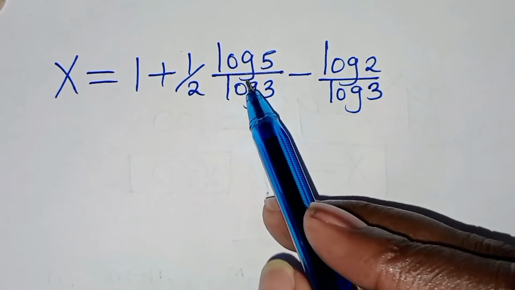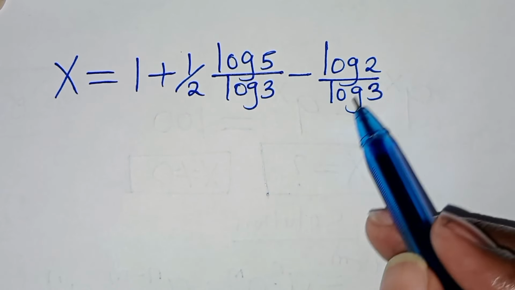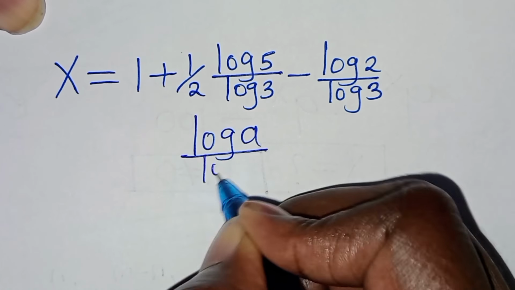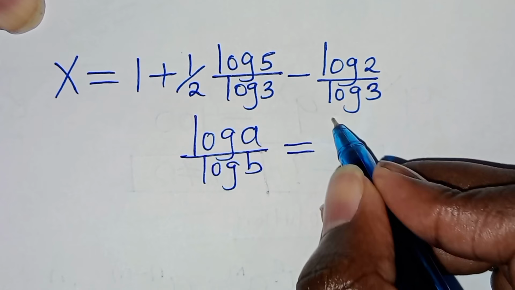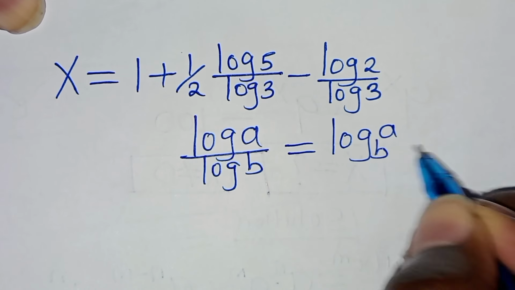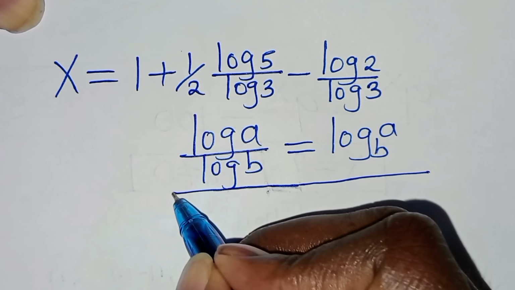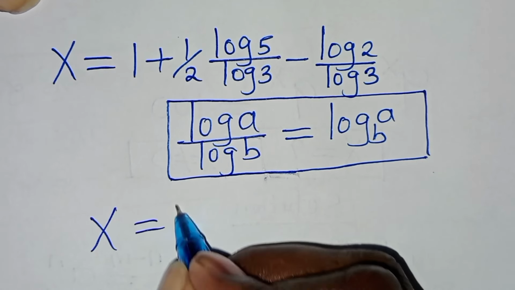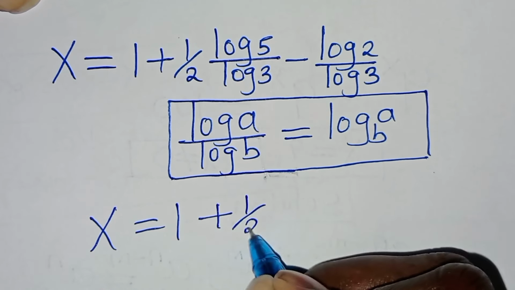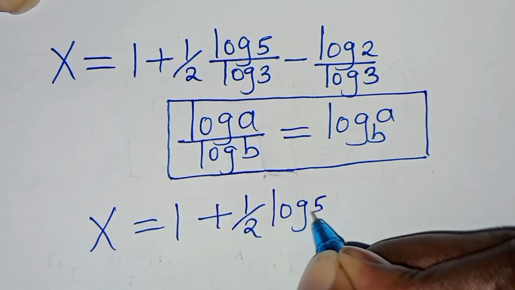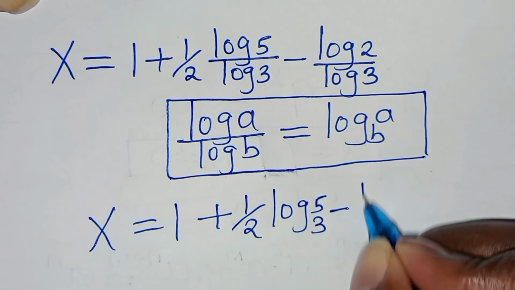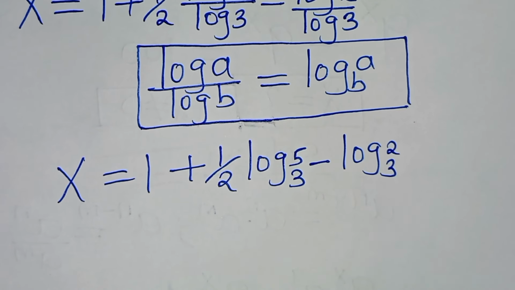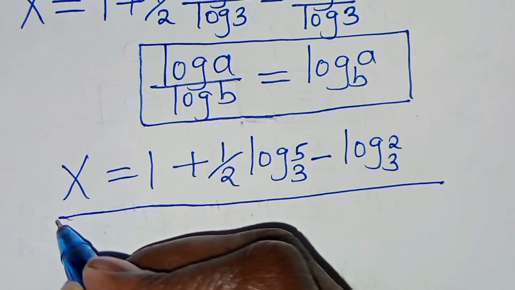Now the next step from here, log 5 over log 3 and log 2 over log 3, this is in the form of log a over log b, and this can be expressed as log a to base b. So let's apply this logarithm property from here so that now x is equal to 1 plus half, this is log 5 to base 3, then subtract log 2 to base 3. So this is the value of x.